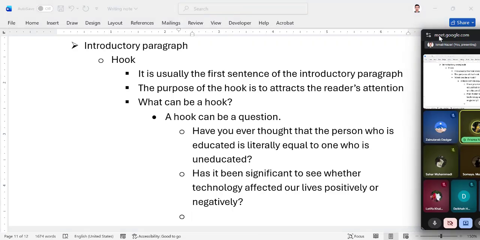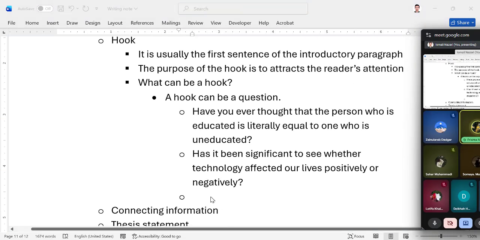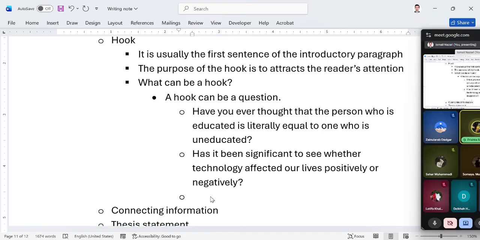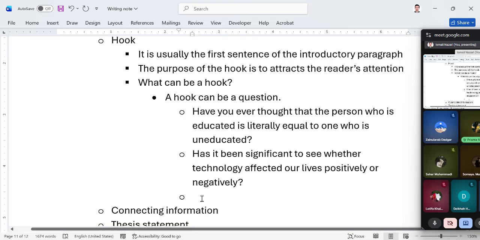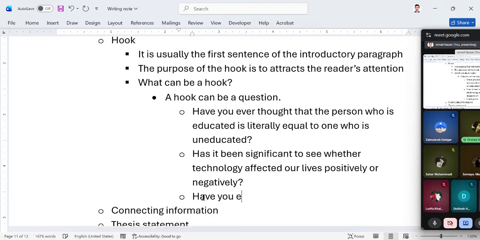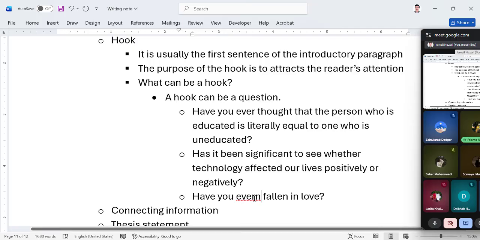Okay, teacher, it should be a question. No matter what kind of question it is. For example, you are going to study a roman, and the title of the paragraph is: have you ever fallen in love? It can be one question. So if we have the question, have you ever fallen in love? It means the rest of the essay will talk about love.